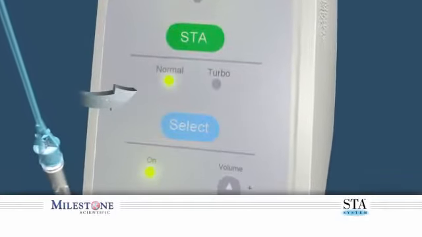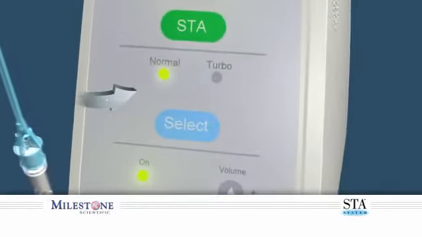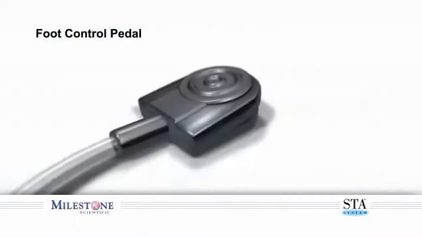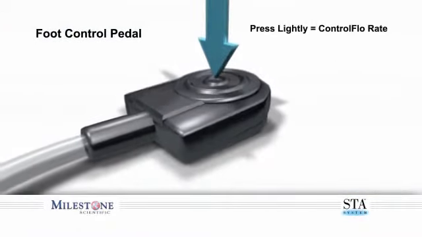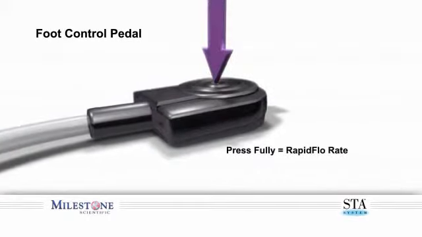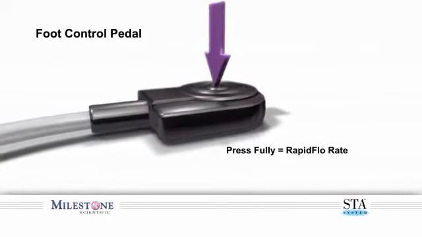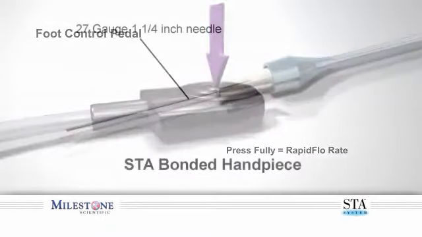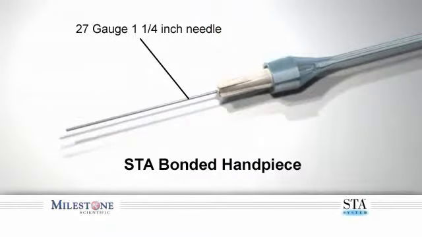In the normal mode, the foot control has two distinct foot control positions. Depressing the foot control lightly allows you to enter the control flow rate. Fully depressing the foot control allows you to enter the rapid flow rate. It is recommended that you use a 27 gauge 1 1/4 inch needle to perform the inferior alveolar nerve block.